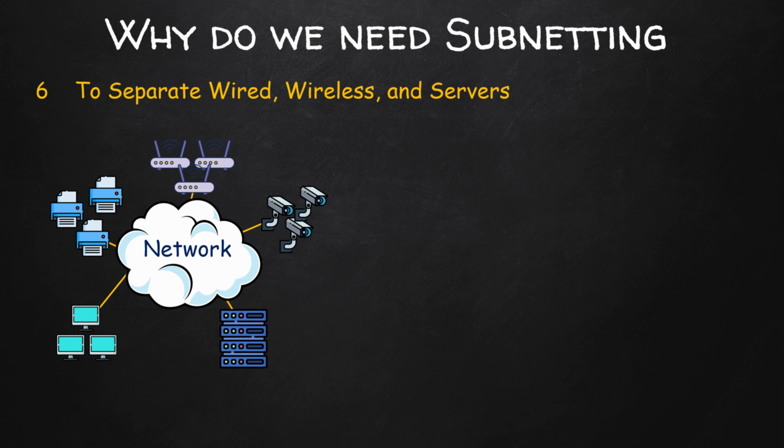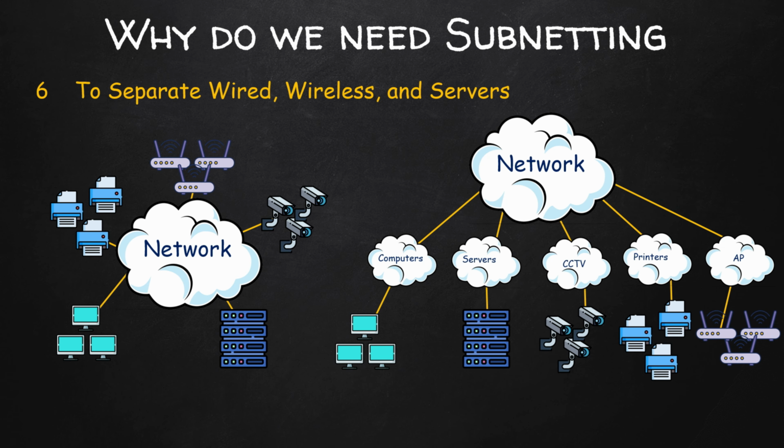So what is the best practice? The best practice is that you need to divide multiple types of devices into multiple subnets and separate them, and only allow the communication between them whenever it is necessary. So I can use IP subnetting to divide the device types based on their communication. This large network I can divide into multiple subnetworks. And one subnetwork I can assign to the computers only, another subnetwork for the servers, then another for CCTV, another for printers and another for access points. In this way I can design my network.